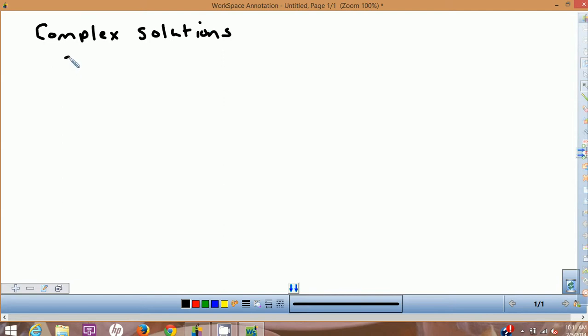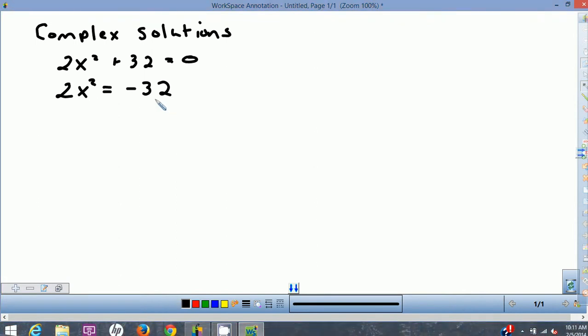Let's start with a really easy problem. Let's start with 2x squared plus 32 is equal to 0. And let's work our way through solving this, and then we'll make a couple of points when we get to the end. First of all, if I would ask you to solve this, the first thing you would want to do would be to isolate the x squared. So we would move this 32 to the other side, and we would get 2x squared is equal to negative 32. Divide by 2, x squared is equal to negative 16.